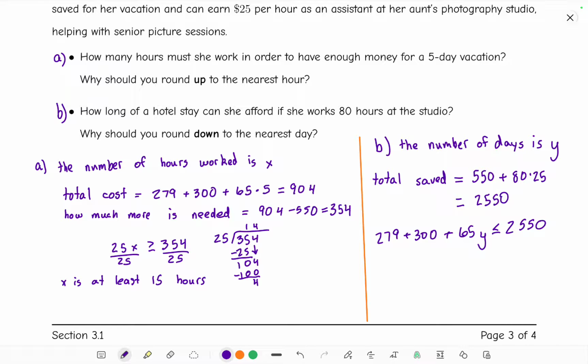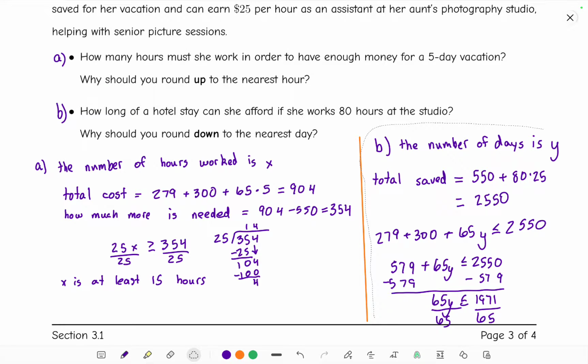So we go ahead and solve for y. We get, well, let's add like terms first. So we get 579 plus 65y less than or equal to 2550. Subtract 579. That gives us 1971. Divide by 65, divide by 65. And we get y is less than or equal to 1971 divided by 65. Let me make all this just a little bit smaller.